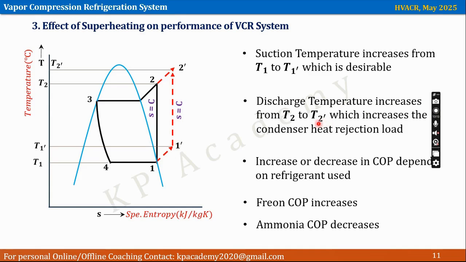Next, discharge temperature increases from T2 to T2 dash, which increases the condenser heat rejection load. The temperature is increasing from T2 to T2 dash. Increase or decrease in COP depends on what type of refrigerant is used. Now, if we use a freon refrigerant, then COP increases, and if there is ammonia as a refrigerant, then COP decreases.